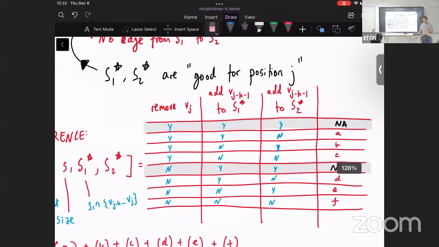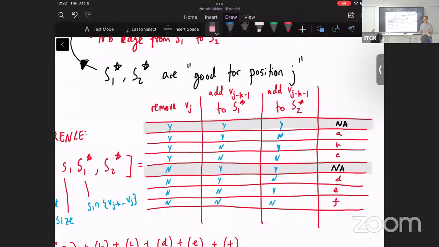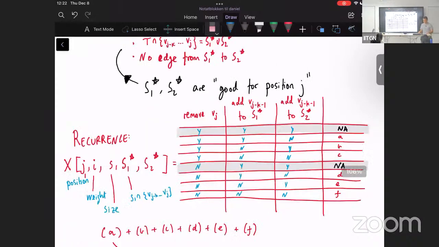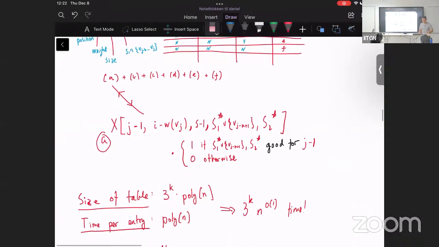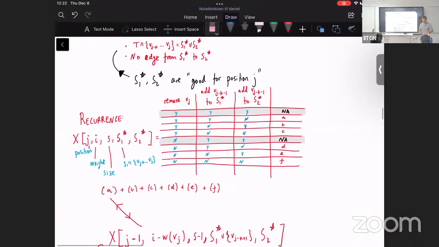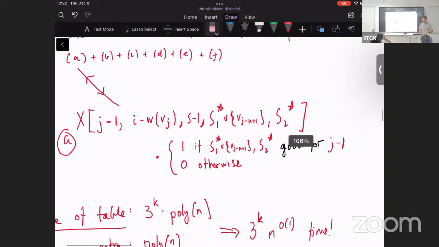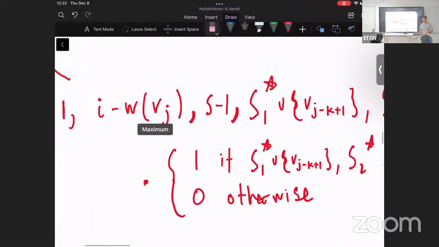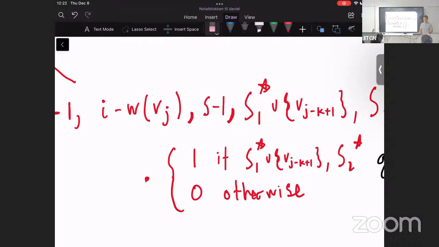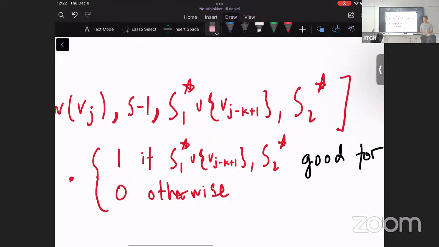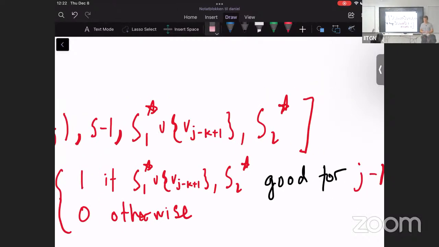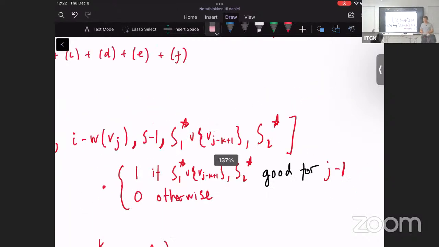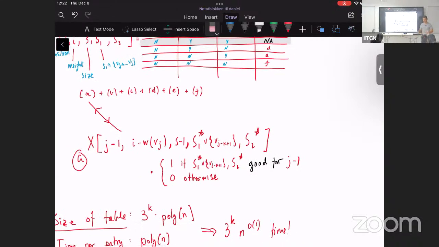So there's the one where you remove Vj and you add Vj minus k to s1 star. Well, okay, then x j, i, s, s1 star, s2 star is equal to, well, you're looking at position j minus 1. You're removing Vj, so now you should remove the weight of Vj from your weight budget. You removed Vj, so you should remove 1 from your size budget. And you're adding Vj minus k plus 1 to s1 star, so you add it to s1 star and you keep s2 star intact.